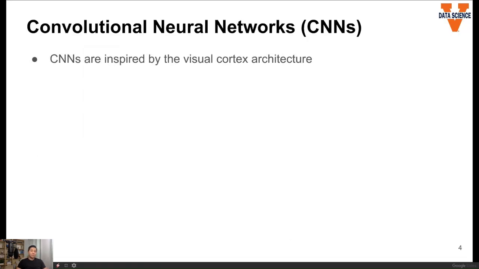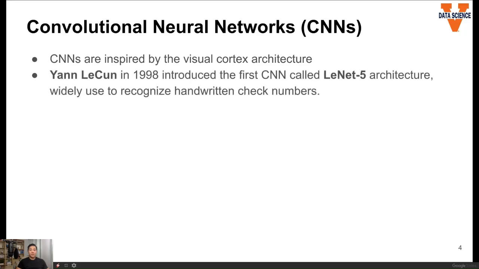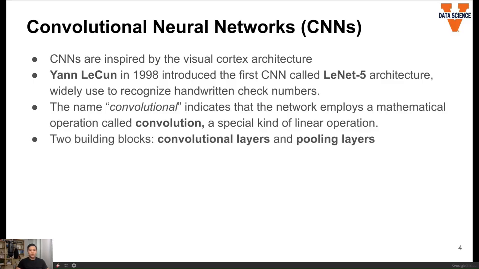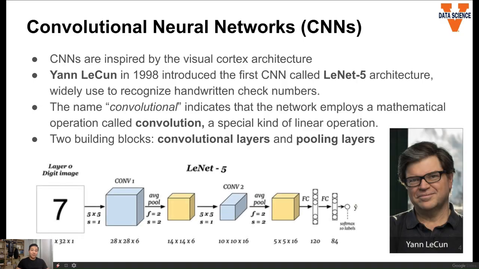Now, convolutional neural networks, or CNNs for short, are inspired by this visual cortex architecture. They were proposed in 1998 by Yann LeCun in his paper on the LeNet-5 architecture, which was used mostly to recognize handwritten numbers. The name convolutional indicates that the network employs a mathematical operation called convolution. We will talk about convolution in the next slides. CNNs have convolutional layers and pooling layers. Here is the architecture of LeNet-5, along with an image of Yann LeCun. You might recognize him as one of the winners of the Turing Award.